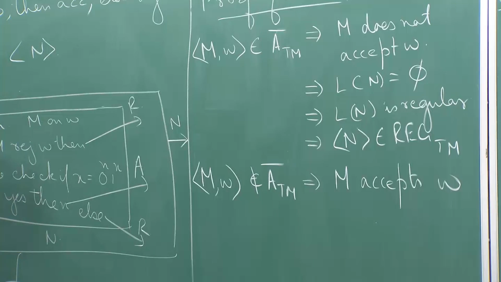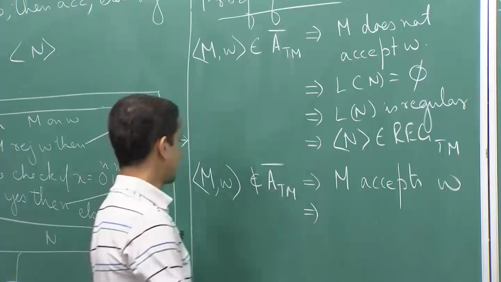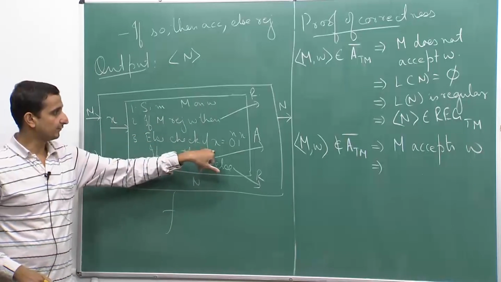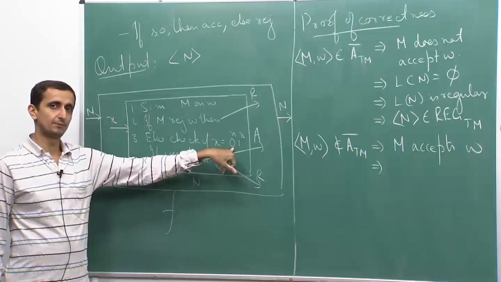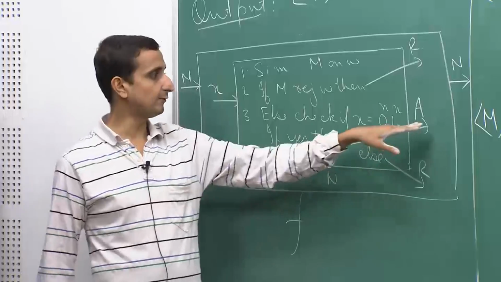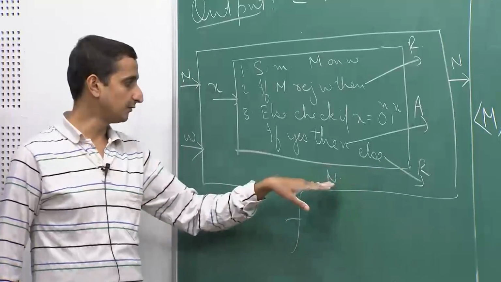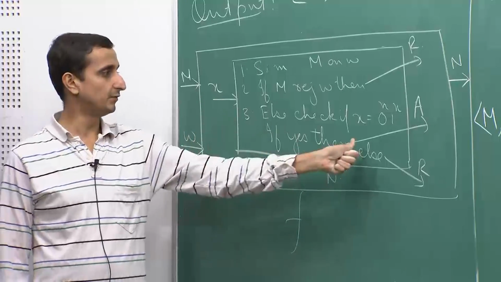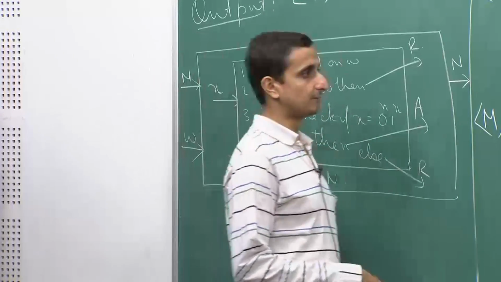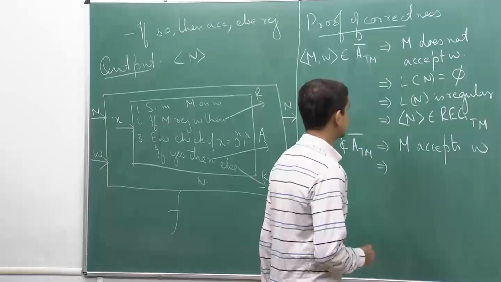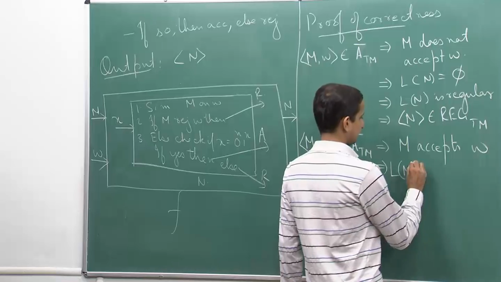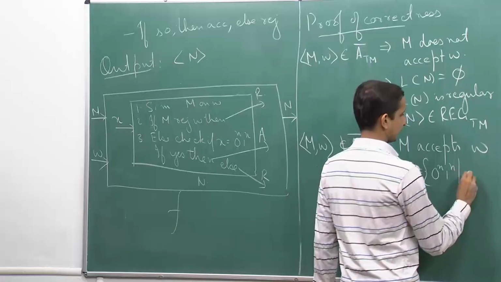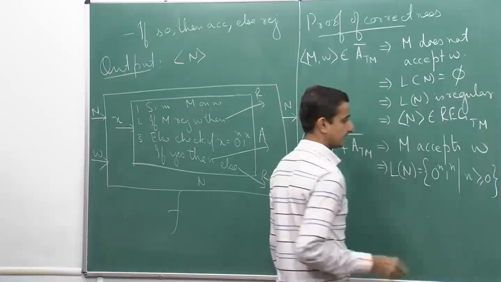accepts w. In this case what happens? If m accepts w, then we go to step 3, we check if x is of the form 0 to the power n, 1 to the power n. If so, then we accept, else we reject. So, what will be the language of n in this case? It is going to be all strings of the form 0 to the power n, 1 to the power n for n greater than or equal to 0.